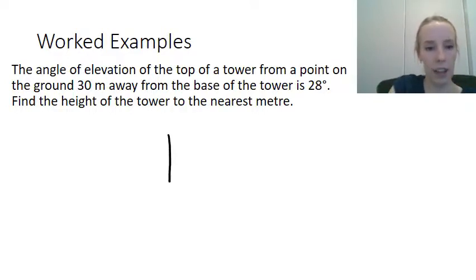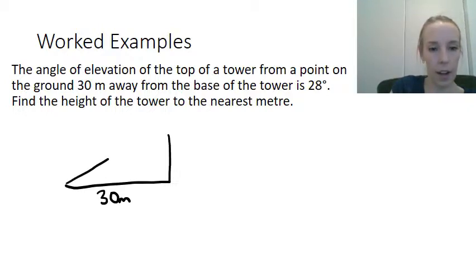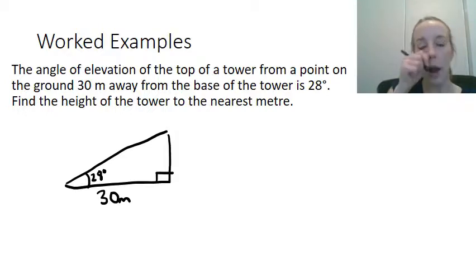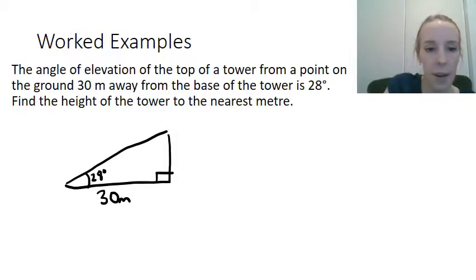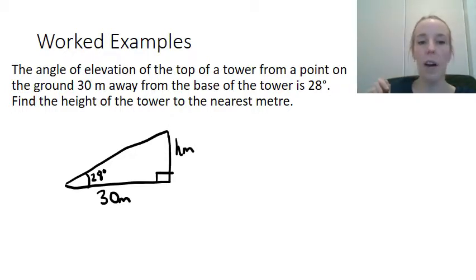and the angle of elevation of the top of the tower from a point on the ground 30 meters away. So you're 30 meters away from the tower. This here is 30 meters, and the angle from 30 meters away to the base of the tower is 28 degrees. Going up like this, this one here is 28 degrees. You can see I've got a right-angled triangle here from the ground to your tower, and we need to find the height of the tower, in meters, to the nearest meter. So there we go. We've got a right-angled triangle.